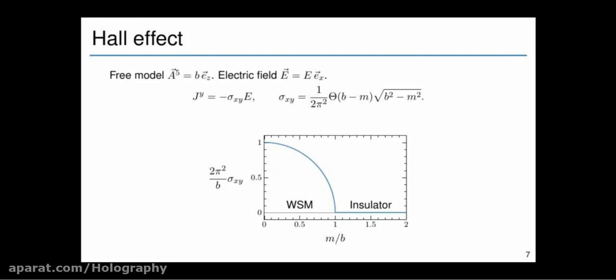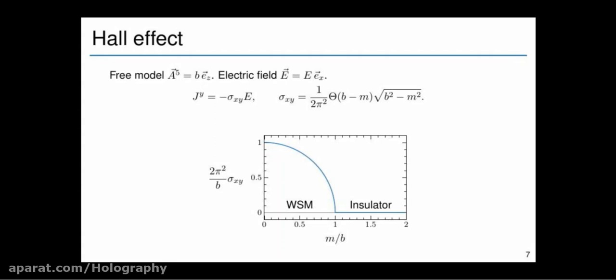So we had this axial vector field along the z direction. So I'm now imagining applying an electric field along the x direction. So you'll get a Hall current in the y direction, and that's proportional to the electric field, and the proportionality coefficient is called the Hall conductivity. That's the sigma xy. And it looks like I've plotted here.